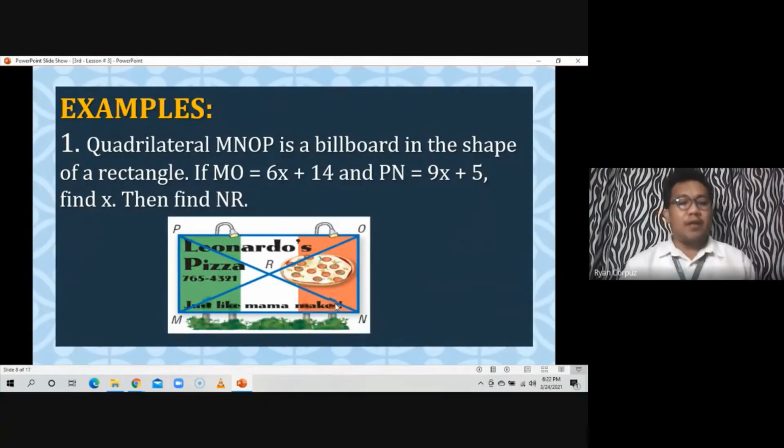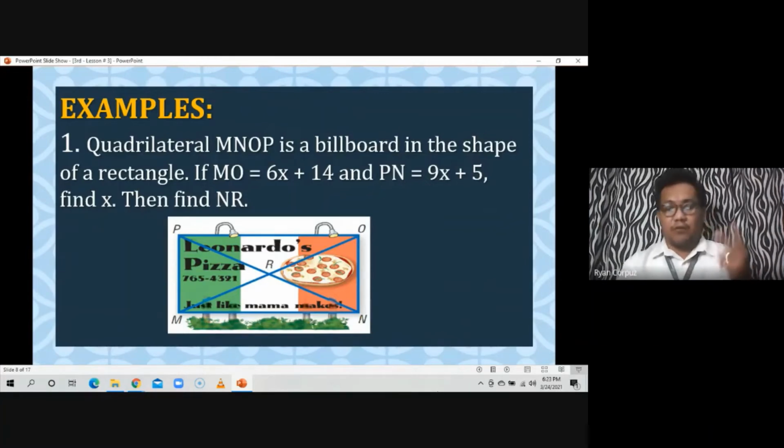So example number 1 here, quadrilateral MNOP is a billboard in the shape of a rectangle. So the given figure is a rectangle. If MO is equal to 6x plus 14, nasa yung MO, ito yun. One of the diagonals of that rectangle measures 6x plus 14 and PN is equal to 9x plus 5. PN is the other diagonal. So find x, then find NR.